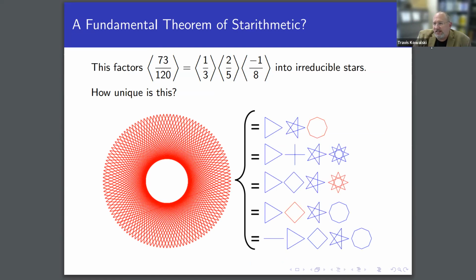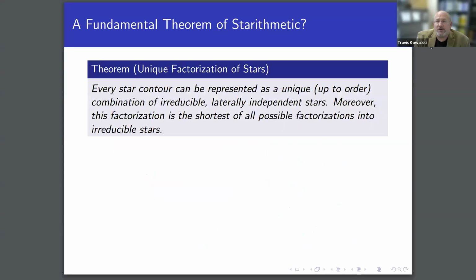The shortest one in this list, every single one of the stars in that short list is laterally independent from each other. And it turns out that that's a theorem. Every star contour can be represented as a unique up-to-order combination of irreducible, laterally independent stars. And this factorization is the shortest of all of the possible factorizations into irreducible stars.